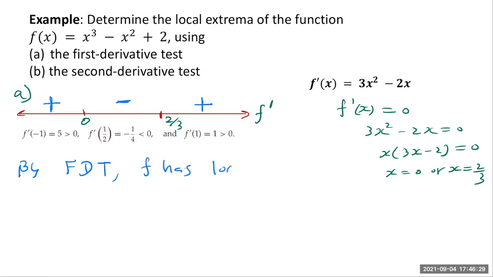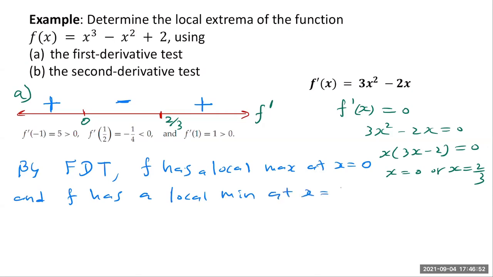f has a local maximum at x is equal to 0 and f has a local minimum at x is equal to 2 over 3.